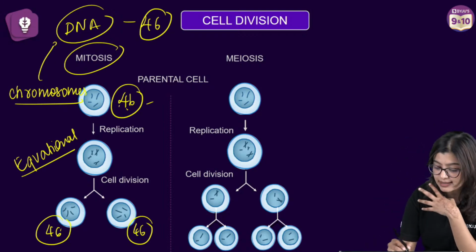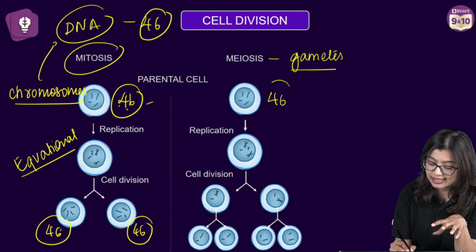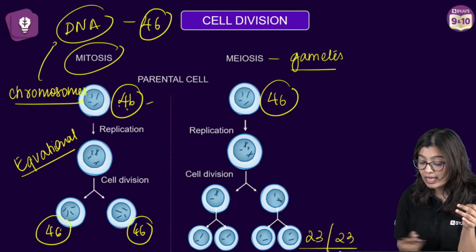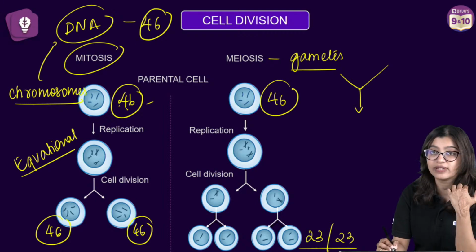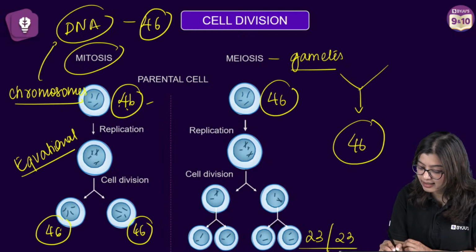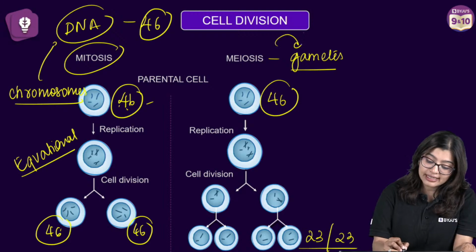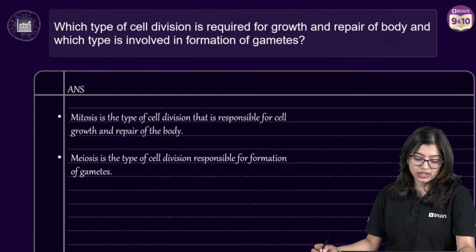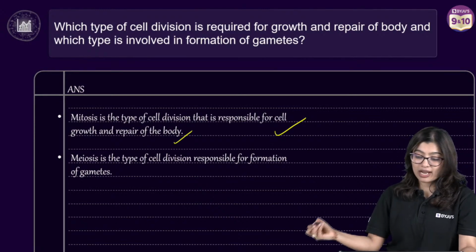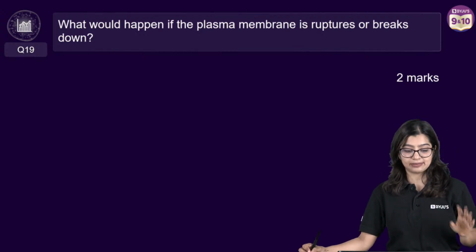While in the case of meiosis, it is something that we see in gametes, or in the reproductive cells, where if the parent cell has 46 chromosomes, the offspring will have only 23. Why? Because in reproduction, there is fusion of these gametes. So the number has to be half, right? Only then does the overall number get maintained. Hence, meiosis is a special type of cell division seen in gametes. So this is why mitosis is a type of cell division which is necessary for growth and repair, while meiosis is necessary for gamete formation. I hope you guys are clear with this concept.